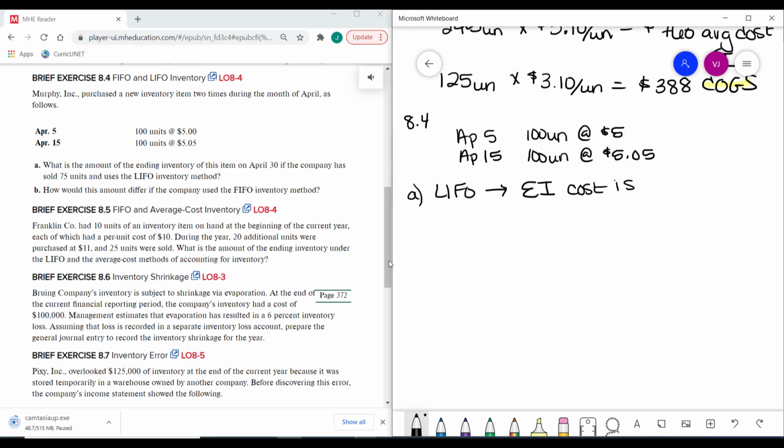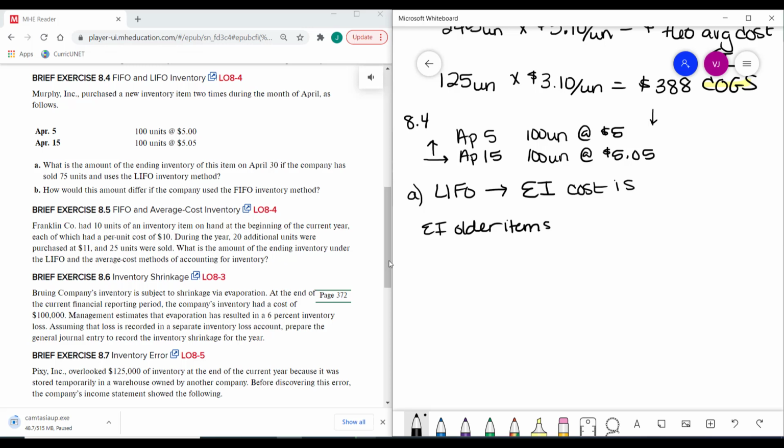Remember with LIFO, when we sell items, we're pulling from the bottom first and working our way up, right? So if we're using LIFO and we're selling the newer stuff first, that must mean the stuff that's left over is the older stuff, right? Ending inventory must be the older items. So to find out ending inventory, we'd work from the top all the way down to make up that ending inventory amount. So it says, what if they sold 75 units?